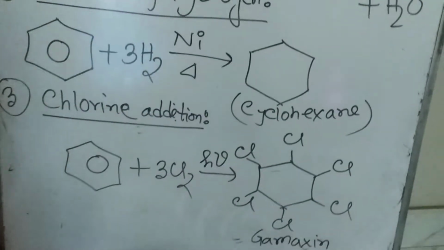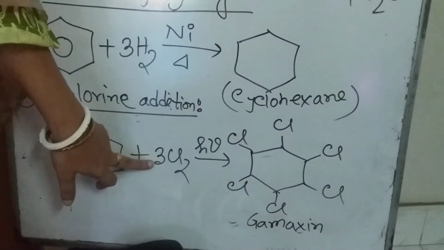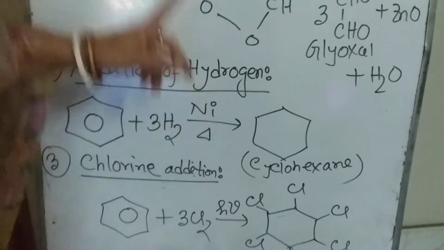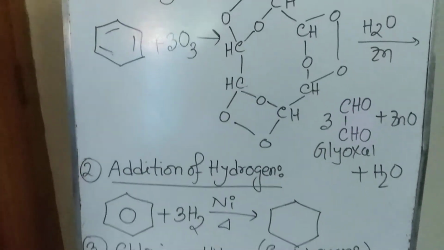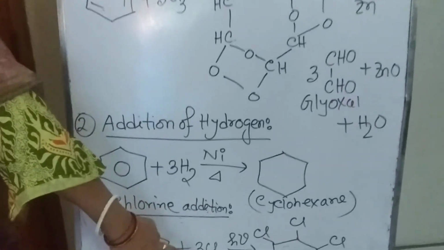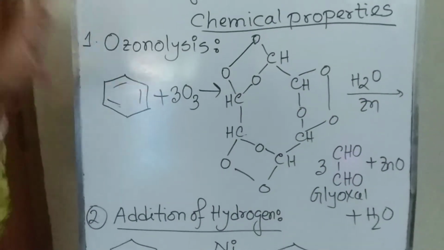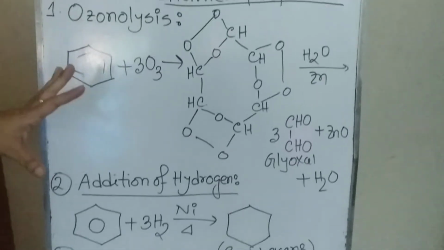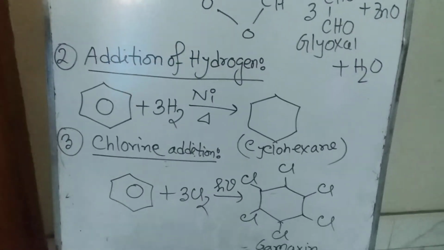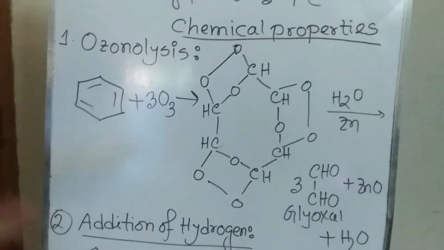Come to the chlorine addition. When benzene reacts with chlorine, then it forms gammexane. Here how many molecules of chlorine are used? They are also 3. So you have seen that in these 3 reactions, 1 molecule of benzene reacts with 3 molecules of ozone, 3 molecules of hydrogen and 3 molecules of chlorine. That means in benzene there are 3 double bonds present. You must remember this as a comprehensive or application based question: how can you prove that benzene contains 3 double bonds? Now I go to another part.